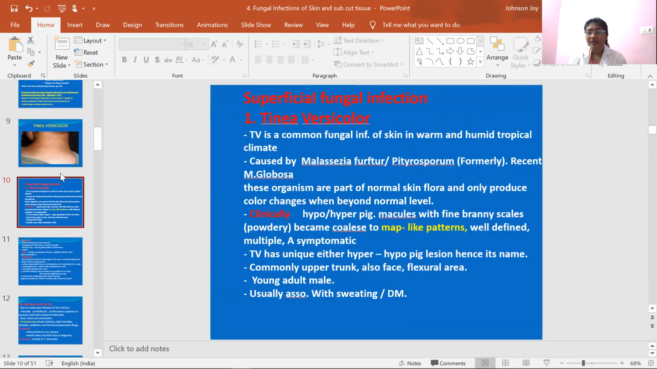Coming to superficial fungal infection in detail, there is tinea versicolor. It's a common fungal infection of the skin in warm and humid tropical climates. It is caused by Malassezia furfur or Pityrosporum, which was named earlier. Now, recently it is also caused by Malassezia globosa. These organisms are part of the normal skin flora, and they can produce color changes when present beyond a normal or extensive level.